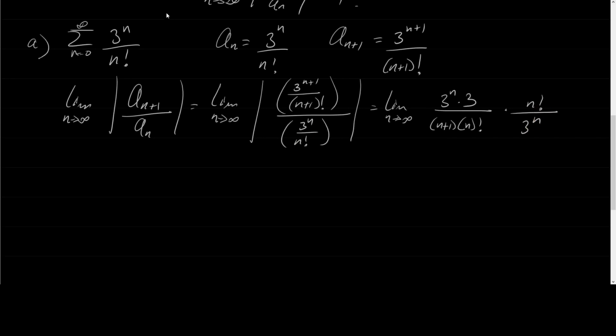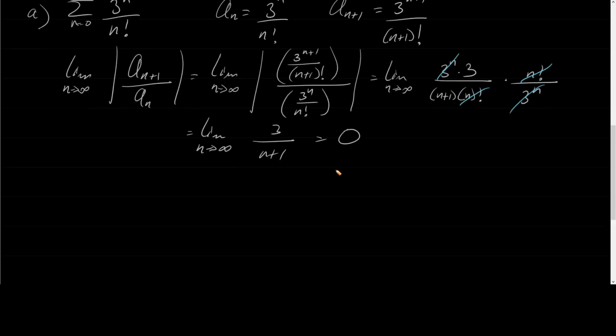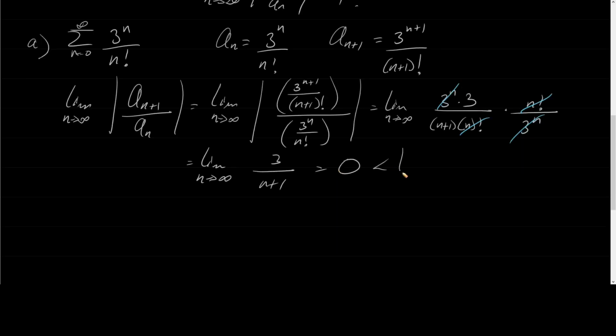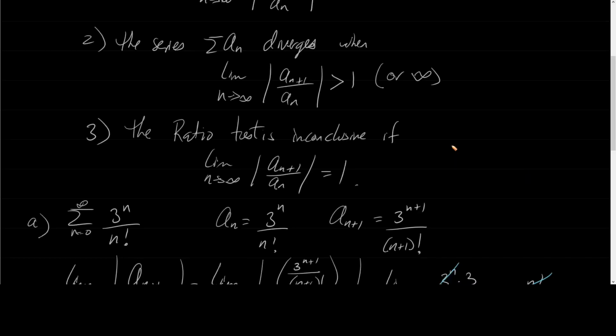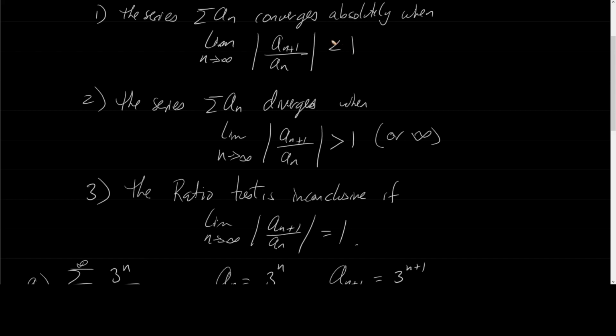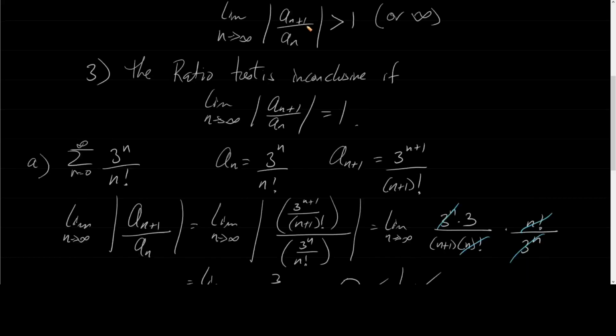At that point, we see some things cancel each other out. That n factorial cancels out. That 3 to the n cancels out. So we end up with now the limit as n goes to infinity of 3 over n plus 1. And as n goes to infinity, this goes to 0. So look at that. 0 is less than 1. Good. So because it went to less than 1, what can we say? Yeah, less than 1, converges absolutely.